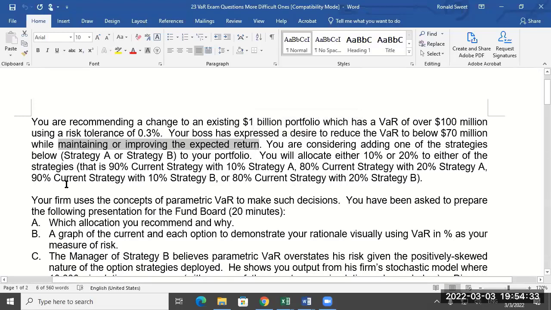You are considering adding one of the strategies below, A or B. You will allocate either 10% or 20%. So 90% current, 10% A; or 80% current, 20% A. Same for B: 90/10 or 80/20, one of those strategies. Why not hire A and B? You don't have the money. Maybe their minimums are 100 million, and you only have 100 million, so you can't do 200 million with the two of them. Hedge funds have pretty high minimums, whatever their reasoning is.